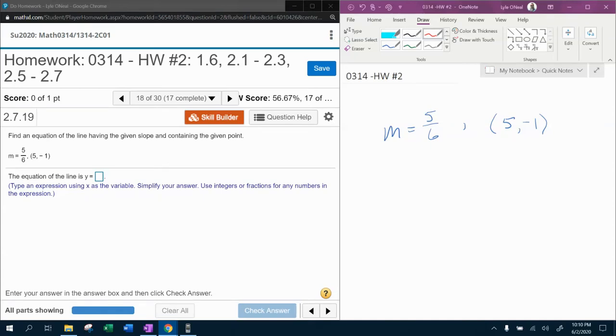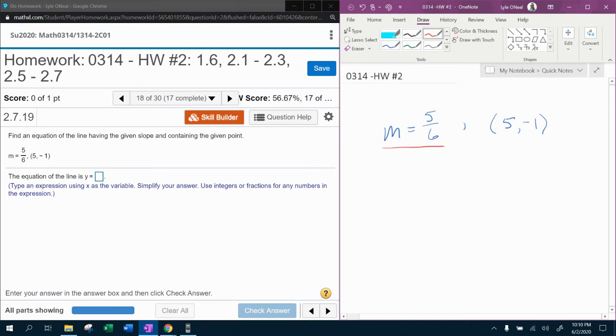Question number 18 from our 0314, homework number 2 in MyLab Math. Find an equation of the line having the given slope and containing the given point. So unlike the previous problem where they gave us the slope and the y-intercept, this time they just gave us a generic point on the graph, okay? So let's look at what they gave us.